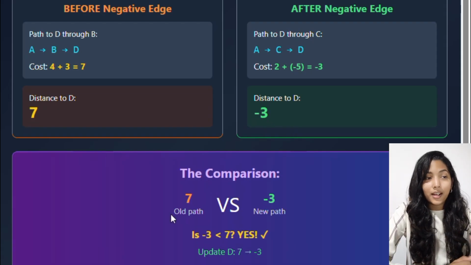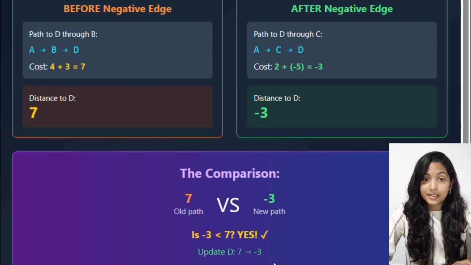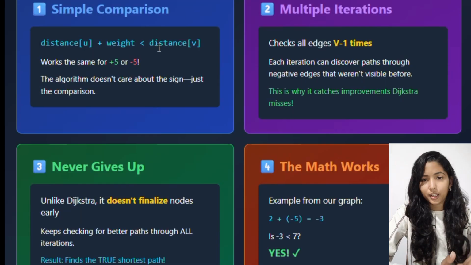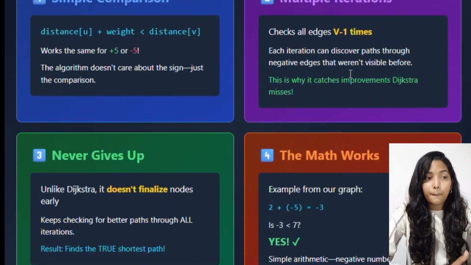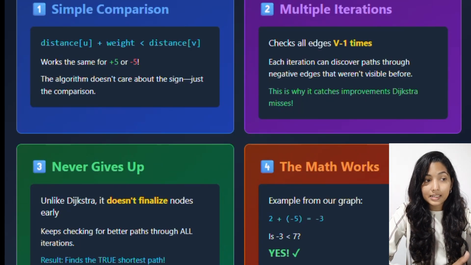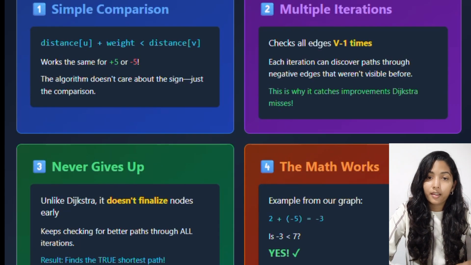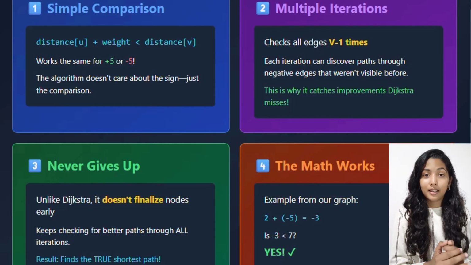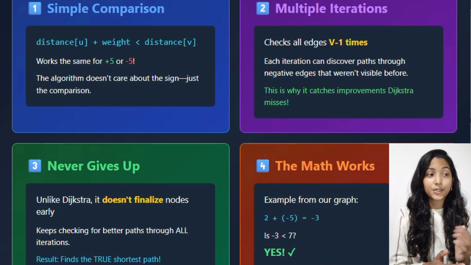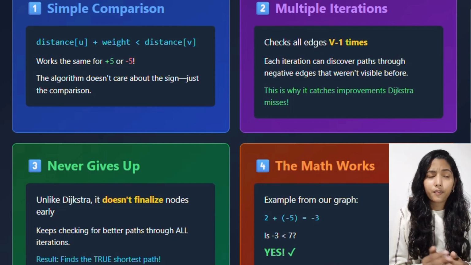I will explain why Bellman-Ford works with negative weights. So here's the key insight. Bellman-Ford doesn't care if edge weights are positive or negative. It just asks one simple question: is distance from plus weight less than the distance to? If yes, we update. It works the same way whether the weight is +5 or -5. That's why Bellman-Ford handles negative weights. It's not afraid of negative numbers in its comparisons.